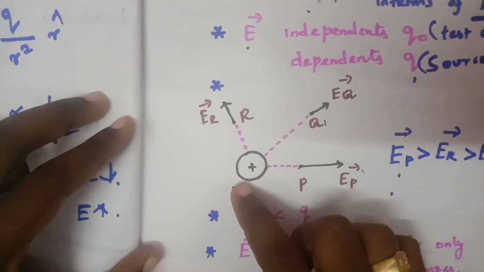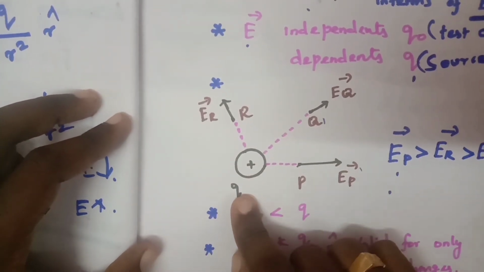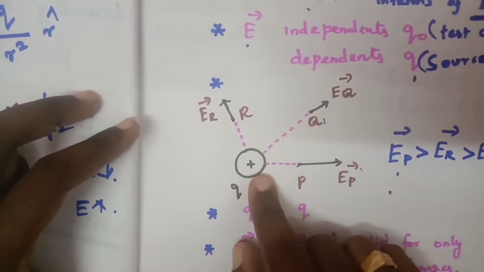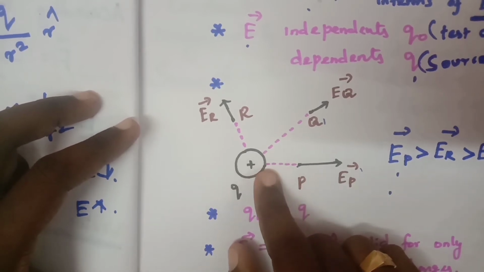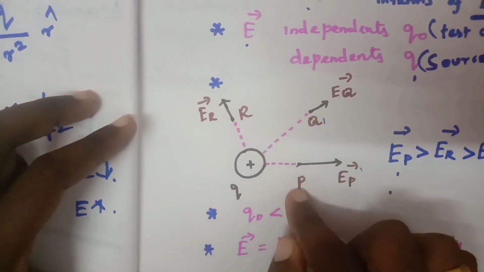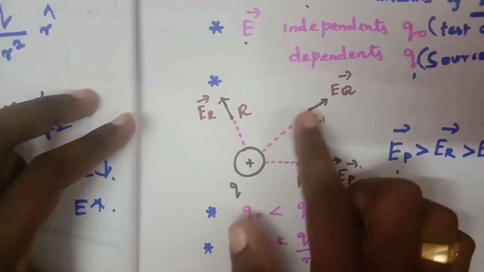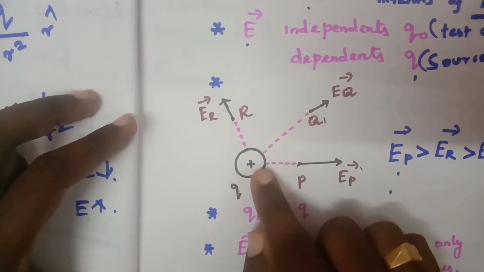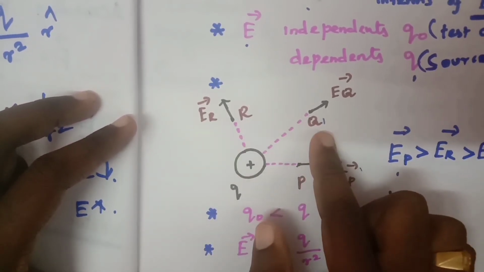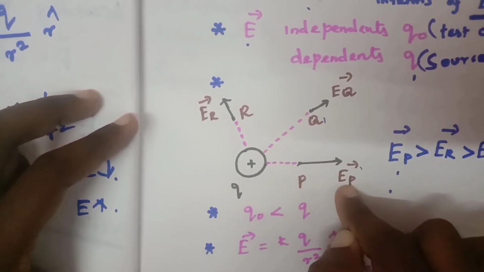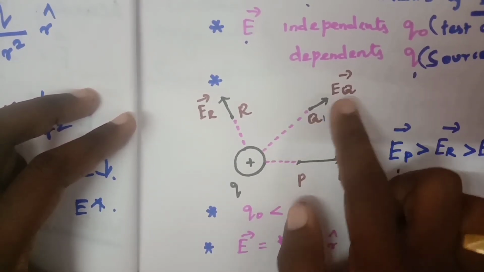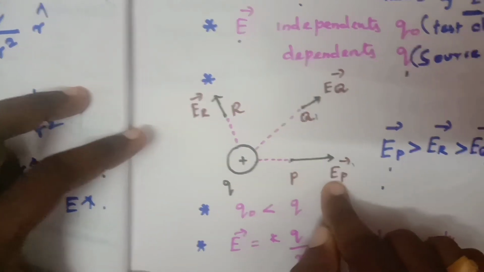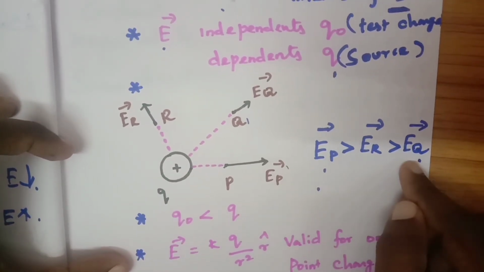Okay, so another aspect: point charge Q is placed here. It is a positive charge, known as the source charge. I consider three different points from the source charge: P, Q, R. P is nearer than R and Q. So the electric field at point P is EP vector, at Q is EQ vector, and at R is ER vector.